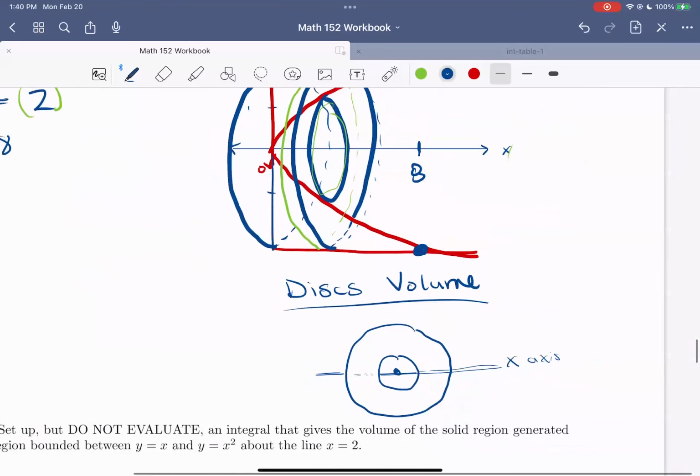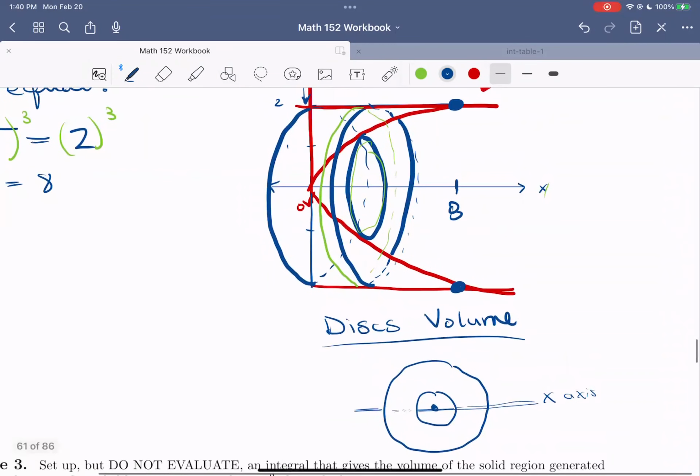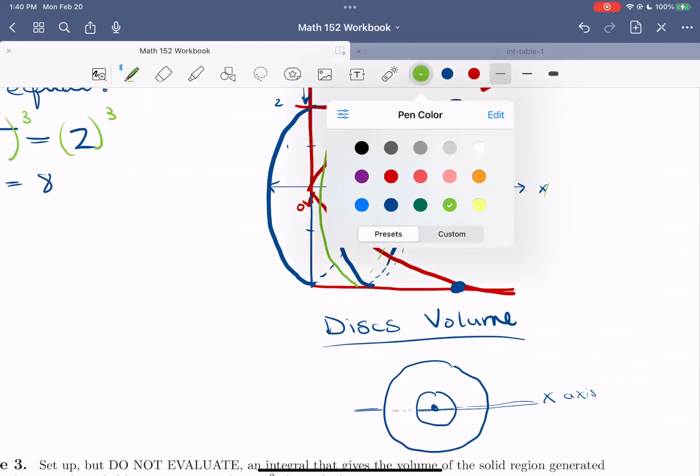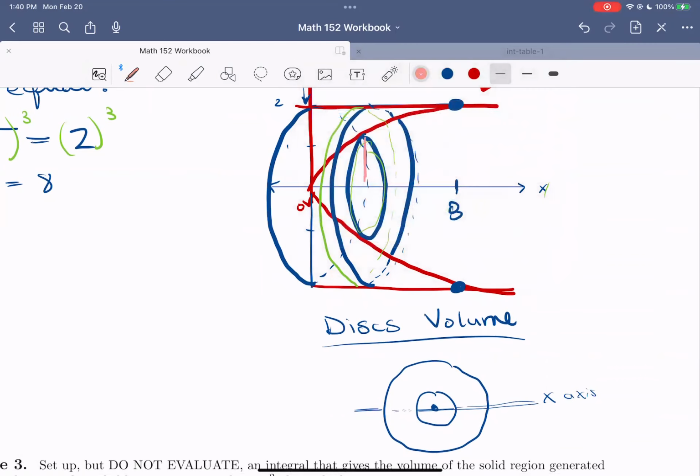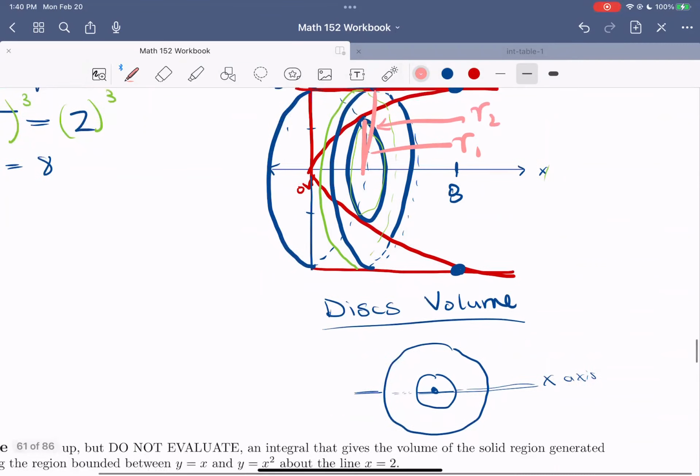Okay. So as we see here, we're going to have two different radii that we want to consider. One, I'm going to change colors here so we can really see it, is the radius of the smaller circle that we cut out. So let's call that R1. Then the second radius is the radius of the outer circle, so R2.